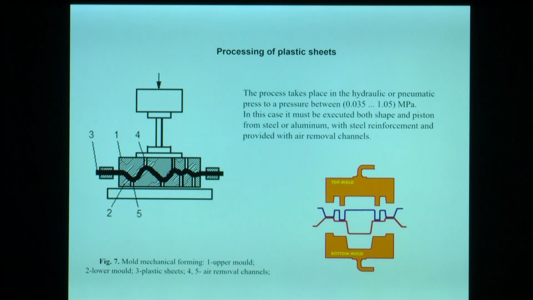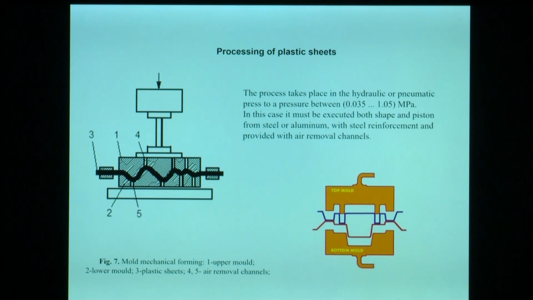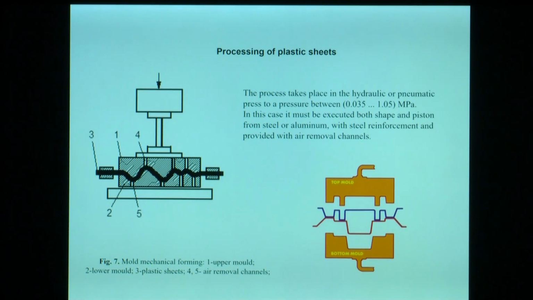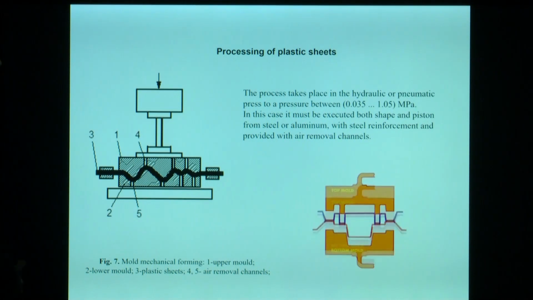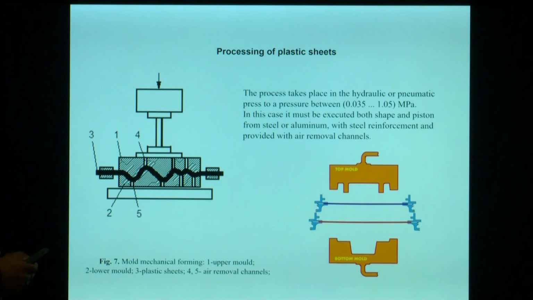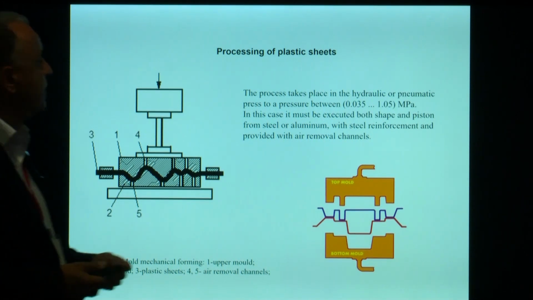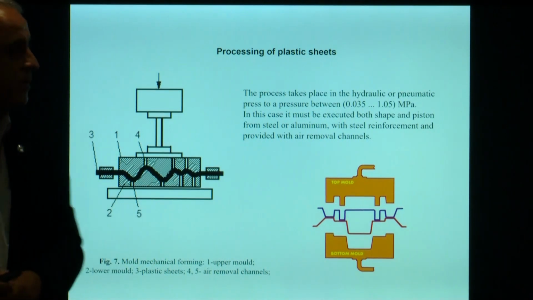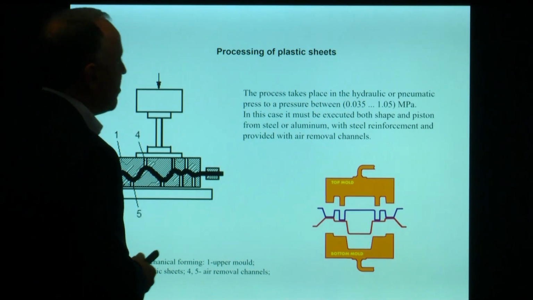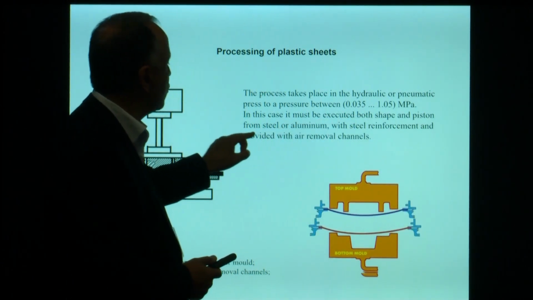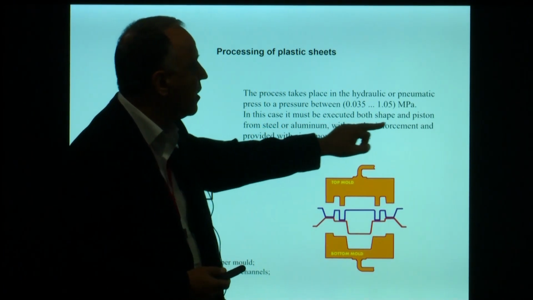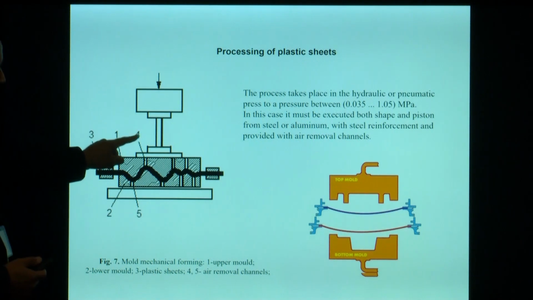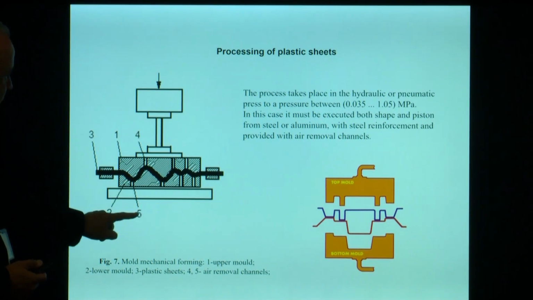Another technology in order to obtain the plastic material, you can see over there, is mechanical forming in a mold. This is also quite a simple process. It takes place in a hydraulic or pneumatic press, and we can use a pressure between 0.035 up to 1.05 megapascal. In this case, both shaft and piston must be made from steel or aluminum with steel reinforcement and provided with iron removal channels. You can see here the iron removal channels, I mean the 4 and the 5.